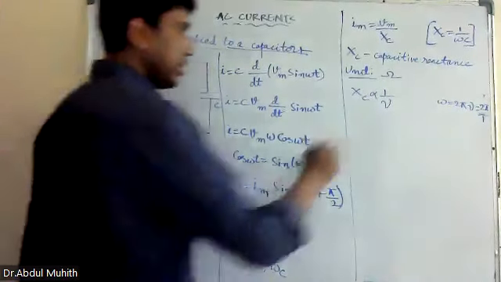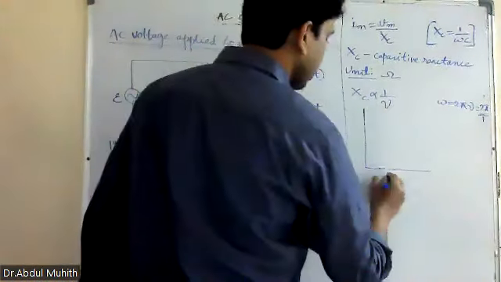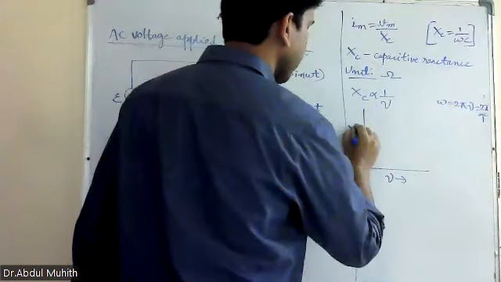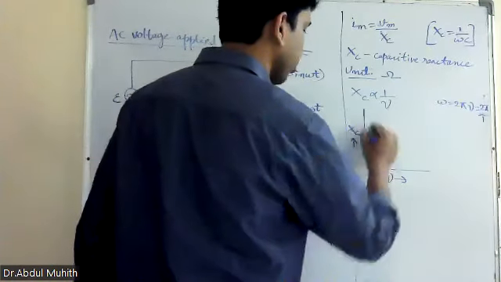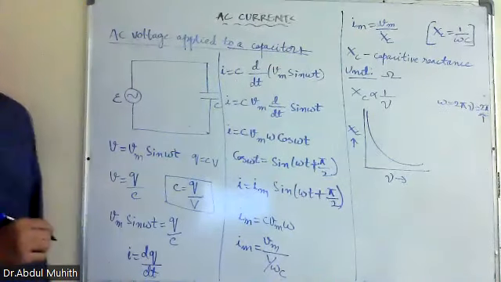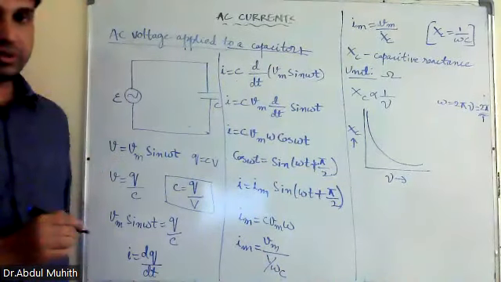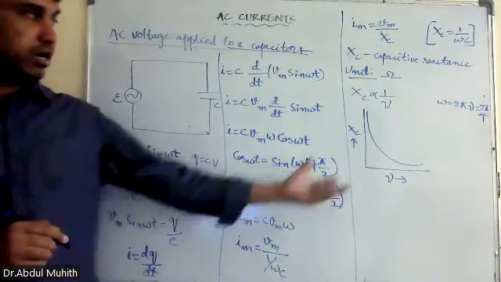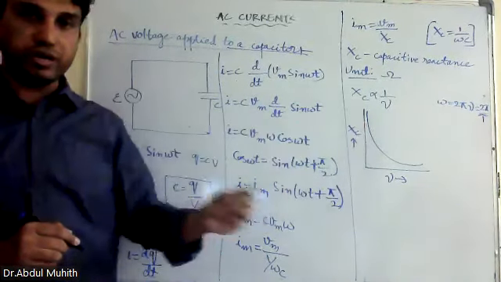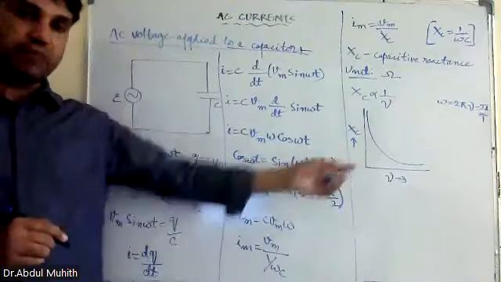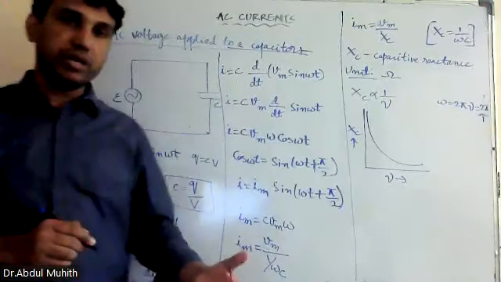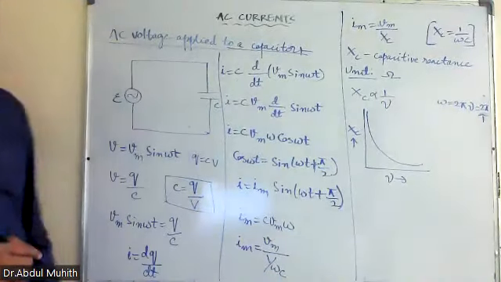Now there is a graph here, frequency versus reactance. When they drew the graph, the graph is like this. This graph is not there in the book, but they are asking questions based on it. Only this relation is there in our lesson, but they are still asking questions on this particular graph.